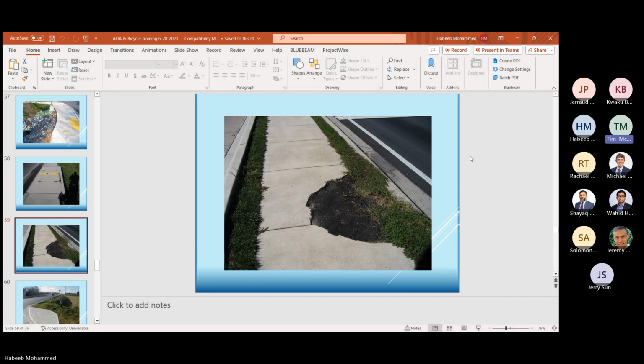Well, I think it's an existing 10% grade. Yeah, you can go 10%, Kwaku. I think we have done that before. It's a good question, Tim.